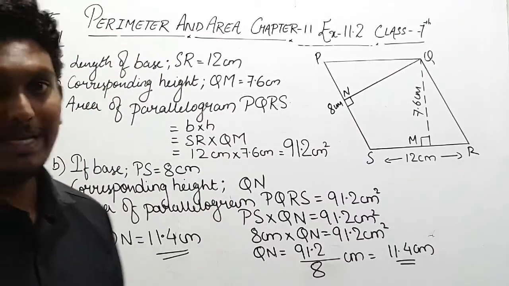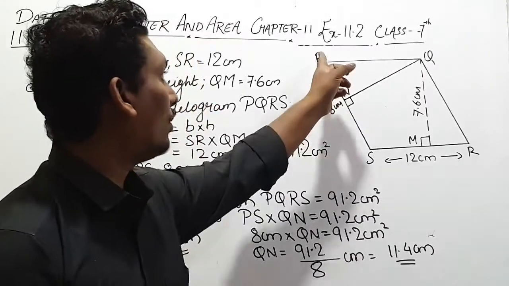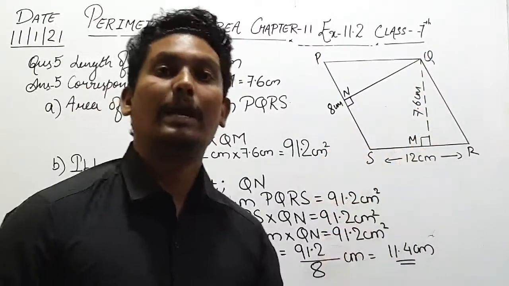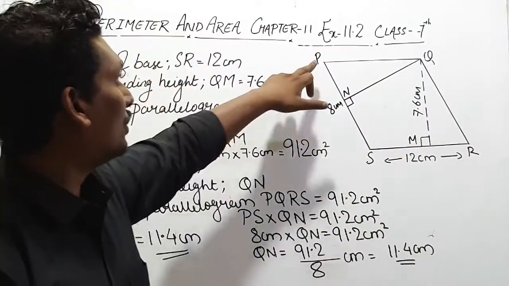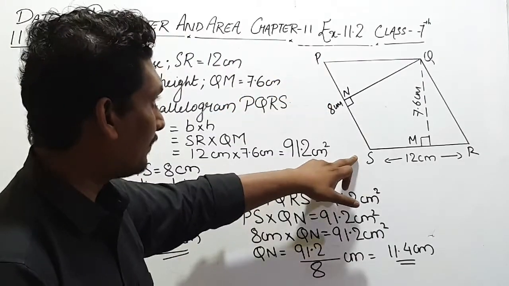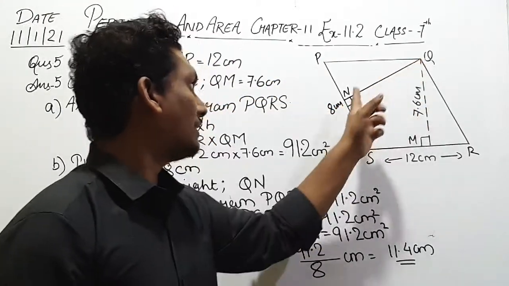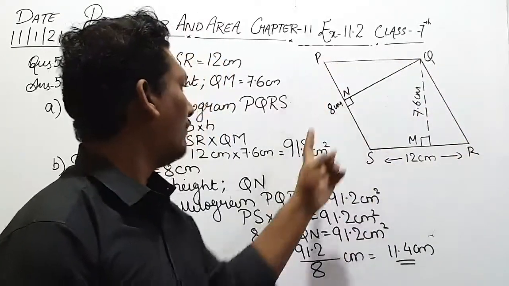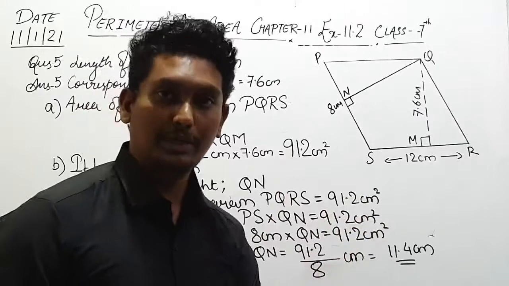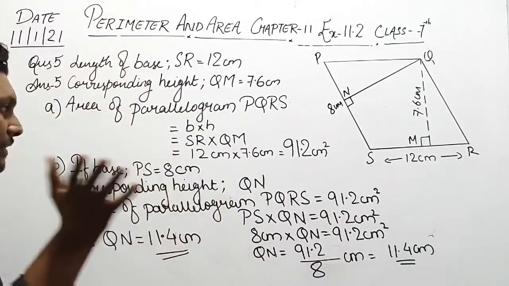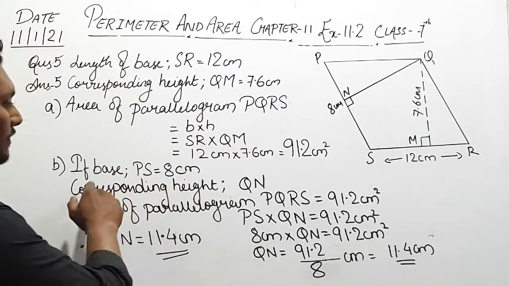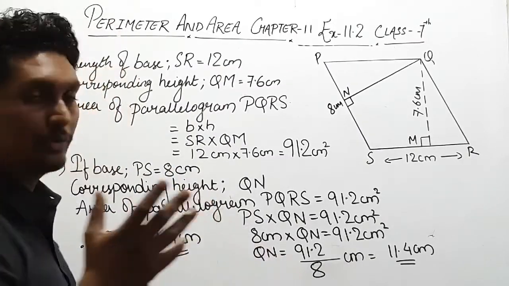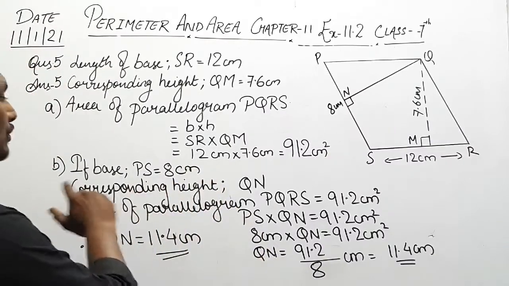As I told you, in the next part only PS is given here. We have to find out the corresponding height, that is QN. So base is given, height is to find out, height is not given, that we have to find out, and we got the area, that is 91.2 centimeter square. So we have done in the previous video, base is given, height is not given, but area is given. What you have to do, we have to do the division. So here also we are going to do the same thing.